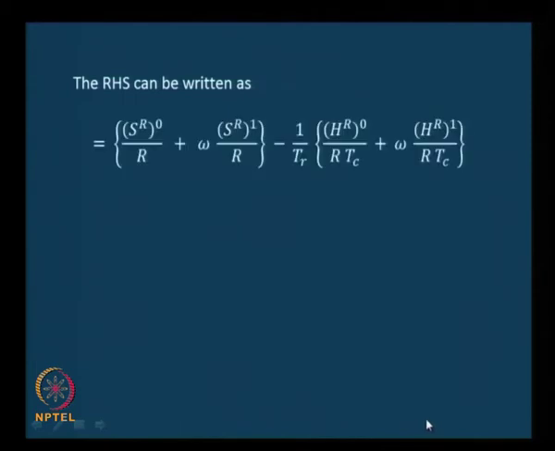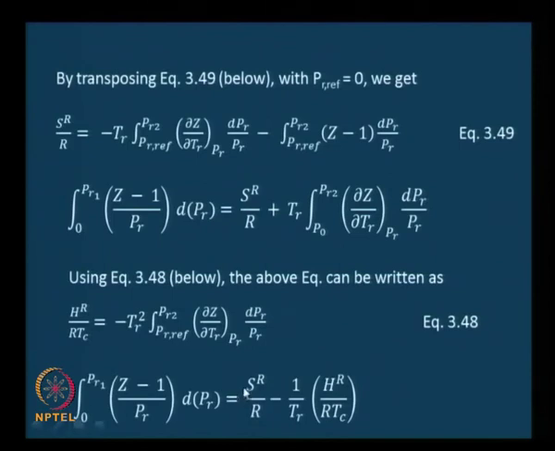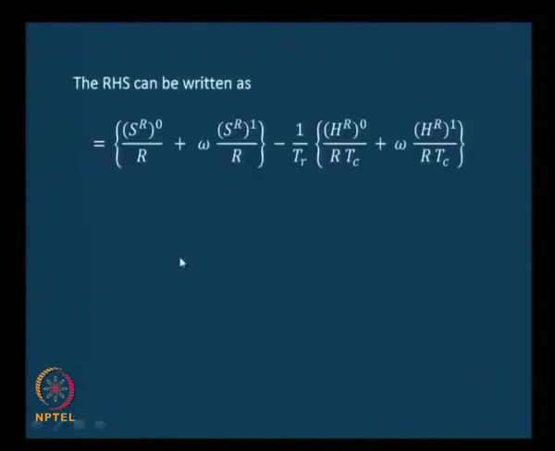Now, the RHS can be written as, this is where the link between what is available to us, we have values available in terms of SR0, SR1, HR0, HR1. Therefore we need to relate whatever we have in terms of SR and HR to these. That was here: you have your SR by R minus 1 by TR HR by RTC. We link it up to whatever is available, we can write that as SR0 by R plus omega times SR1 by R, which is nothing but SR by R, minus 1 by TR times HR0 by RTC plus omega times HR1 by RTC, the one within this curly bracket being nothing but HR by RTC.